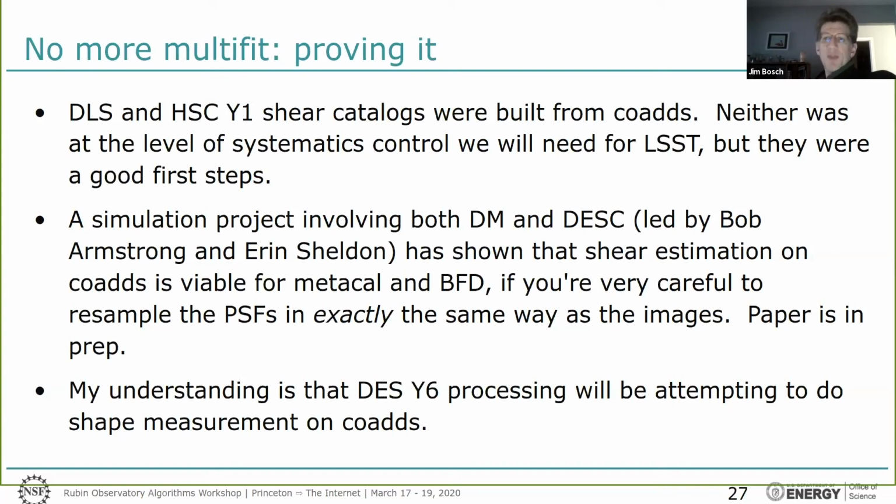The other thing that many of you may not be aware of is that there's been a long-running simulation project involving both DM and DESC members. This has been led by Bob Armstrong and Aaron Sheldon. And this has shown, and I'm previewing this a bit, that shear estimation on coadds is viable for both Metacal and BFD. But you have to be very careful to resample the PSFs in exactly the same way as the images, which Aaron talked about a little bit in the last talk. The paper for this is in prep.